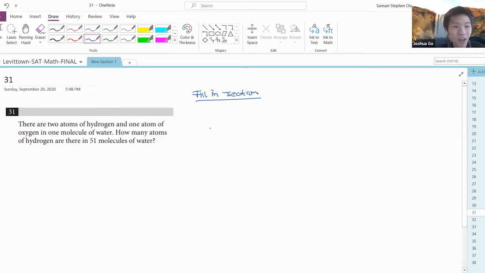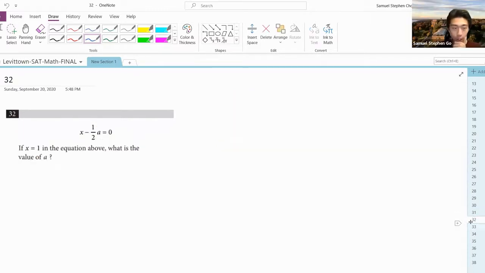So it's basically a common theme at this point that we can set up a proportion. We know that it's asking for the number of atoms of hydrogen. So we can have 2 hydrogen atoms per 1 molecule of water equals X number of hydrogen over 51 molecules of water. By simply cross multiplying again, we can get 102 atoms of hydrogen. Awesome. Simple question.